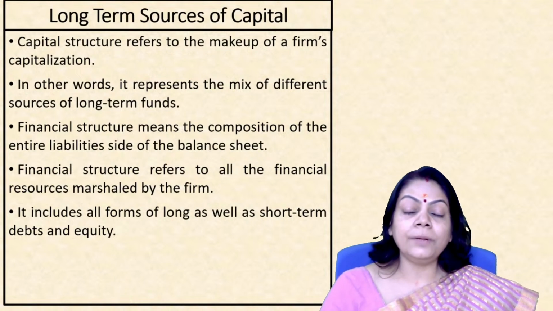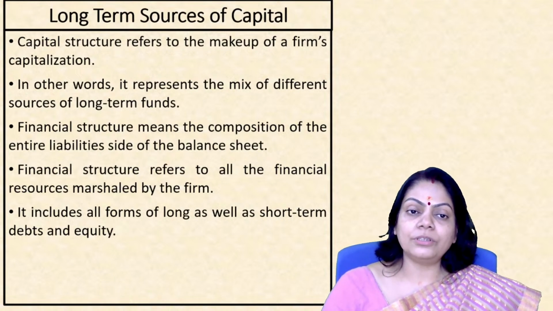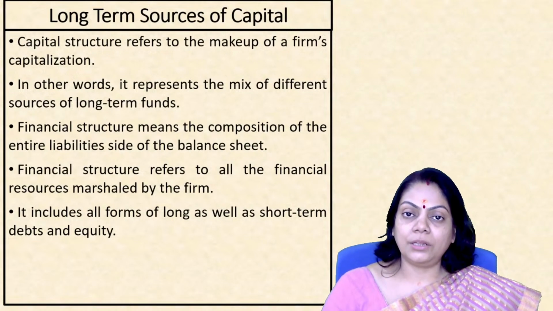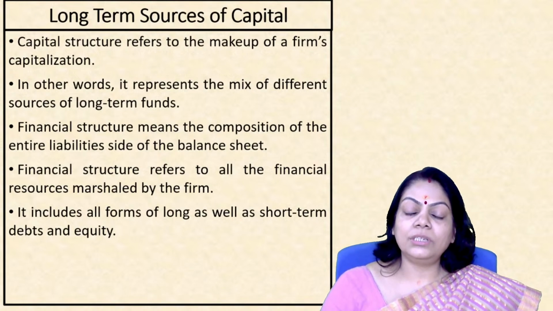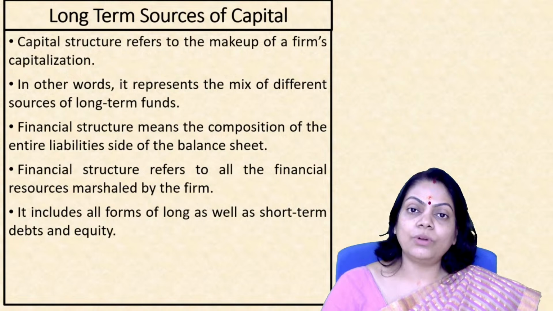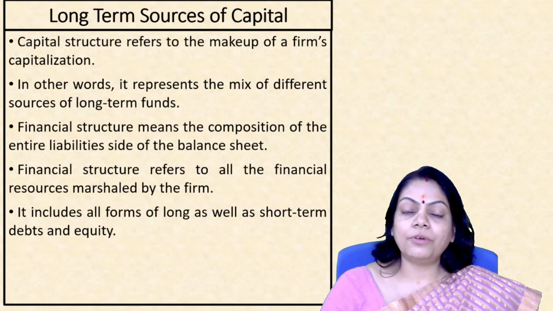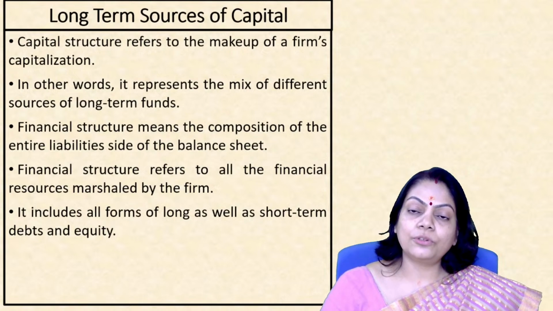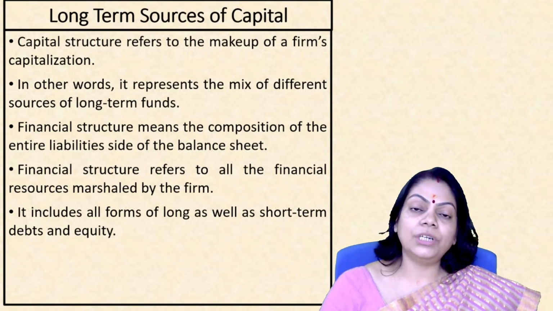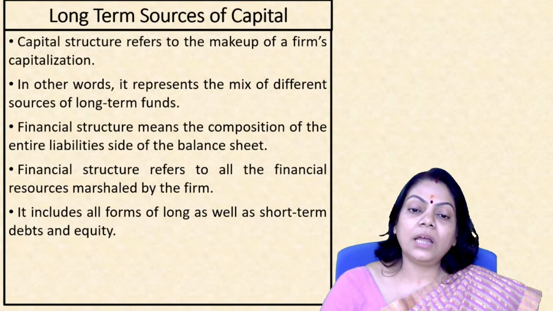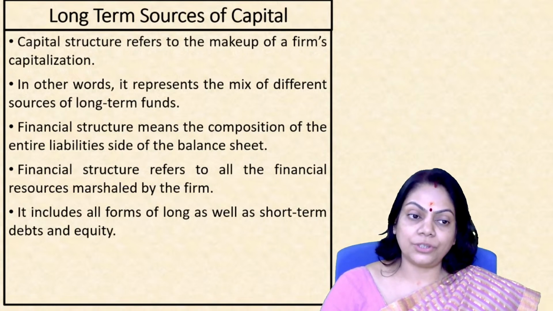We have discussed the other day that the various sources of long-term funds could be the equity, the debenture, the preference, or the term loans. The mix of these long-term sources is known as the capital structure. That means if the firm's total finance, I mean the long-term source of finance, is 100 rupees, what percentage of that is from equity or ownership capital, and what percentage of that is from the loan capital. That mix, 80-20 or 50-50, whatever is the ratio, is known as the capital structure.